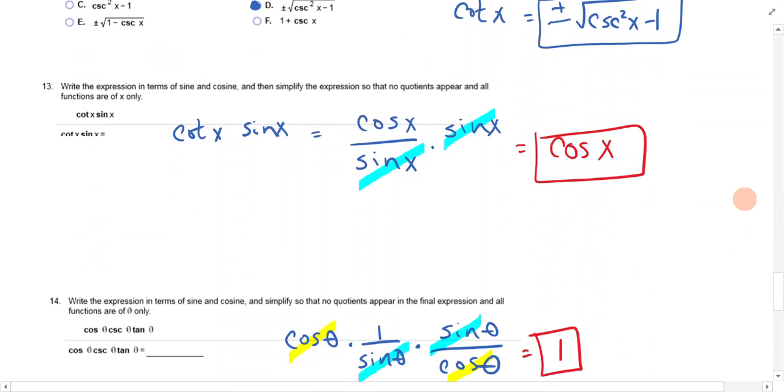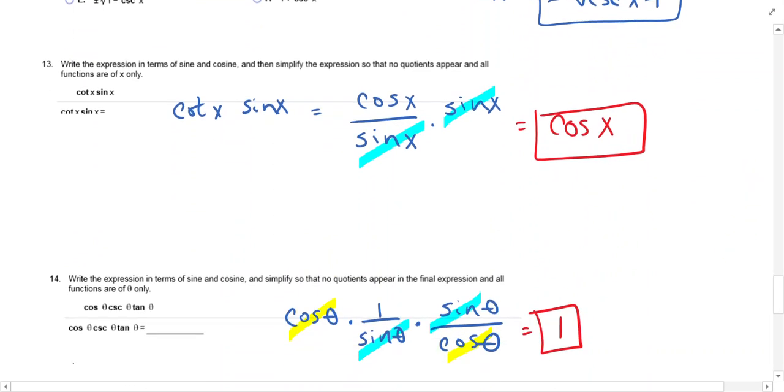You do the same thing here. It says put everything in terms of sine and cosine, and then simplify so that you don't have any quotients, and your functions are of x only. So cotan x times sine x. Change the cotan x into cosine over sine. Sines cancel out. You're left with just cosine x.